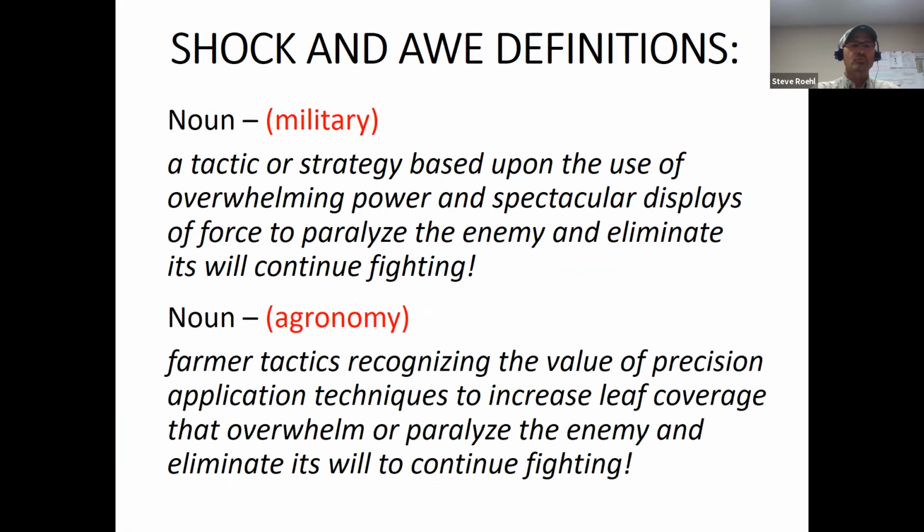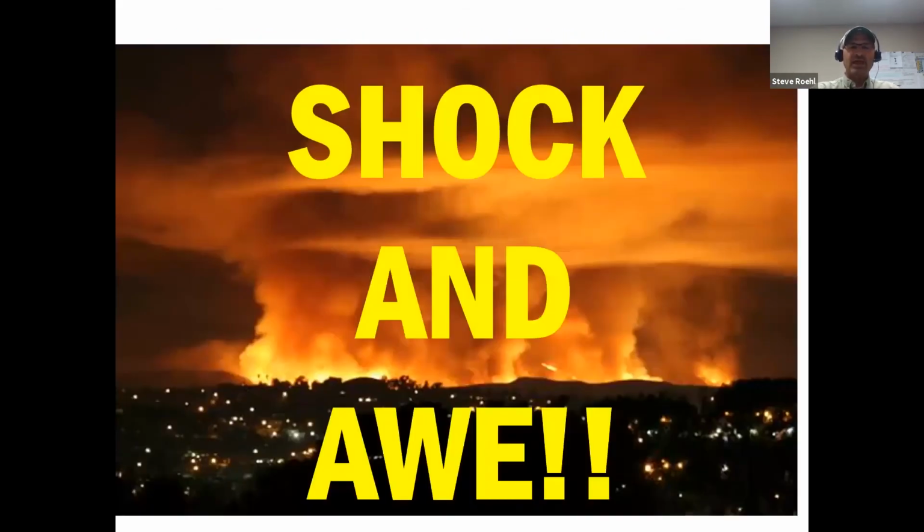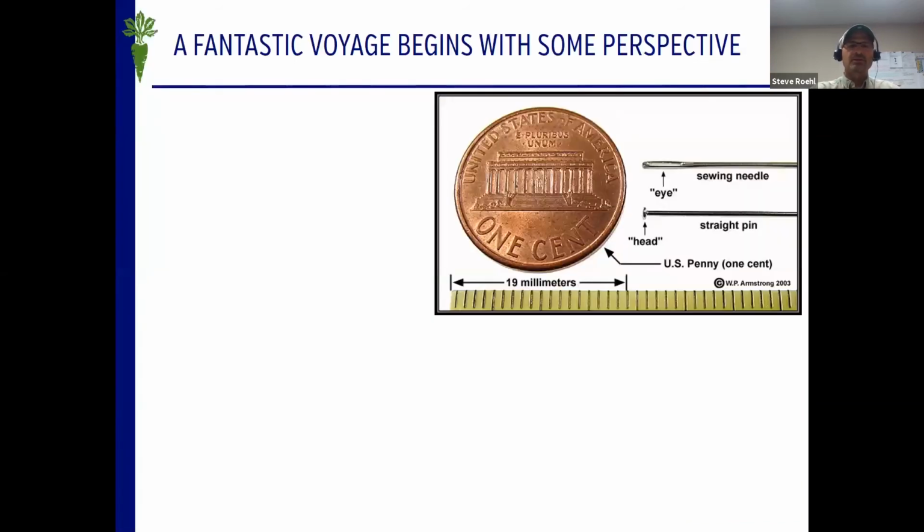And I like that last portion because when we put it into a noun, as in the agronomy sense, it would be your farmer tactics that recognize the value of precision application techniques to increase leaf coverage and then overwhelm and paralyze the enemy to eliminate its will to continue fighting. Basically, eliminate its ability to create more spores. And that really gets down to the whole shock and awe theory, is going out there and obliterating the enemy.